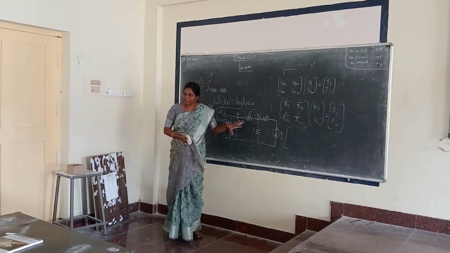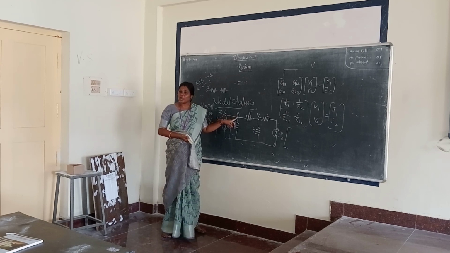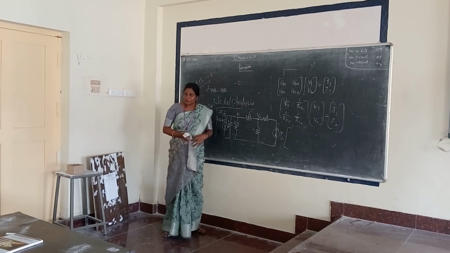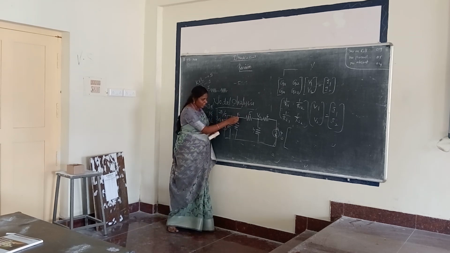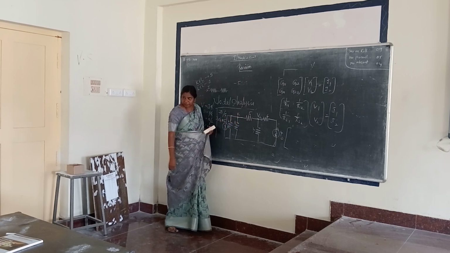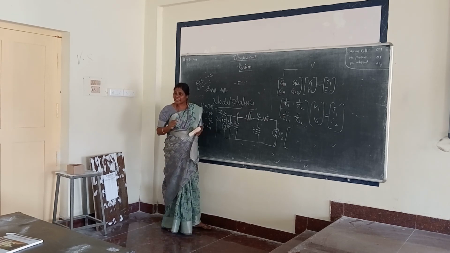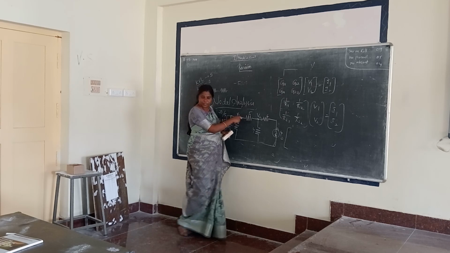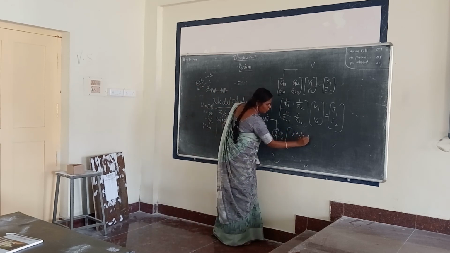And we are now applying this to the diagram. R11 is the resistance connected to the first node. The resistors connected to the first node are 2, 3 and 5. So R11 is 1 by 2 plus 1 by 3 plus 1 by 5.